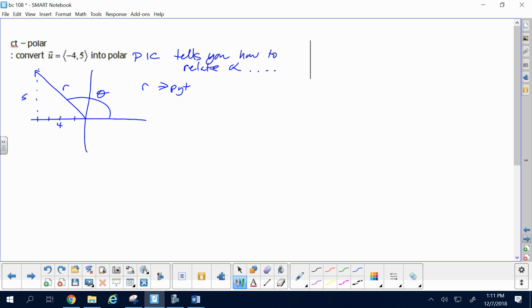Pythagorean theorem. Okay, you can also say that's the magnitude of u, just getting some practice. R is the same as the magnitude of the vector, how long the vector is. So what is the magnitude of the vector? Square root of 41. Yeah?